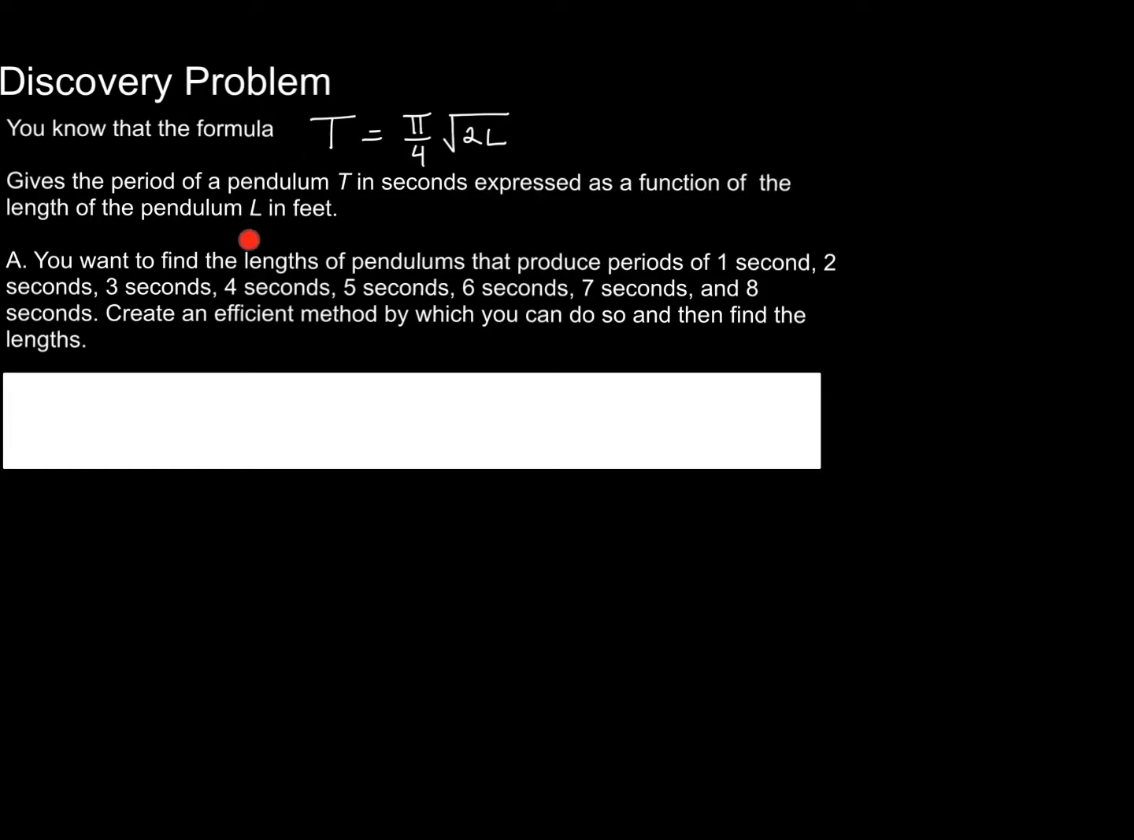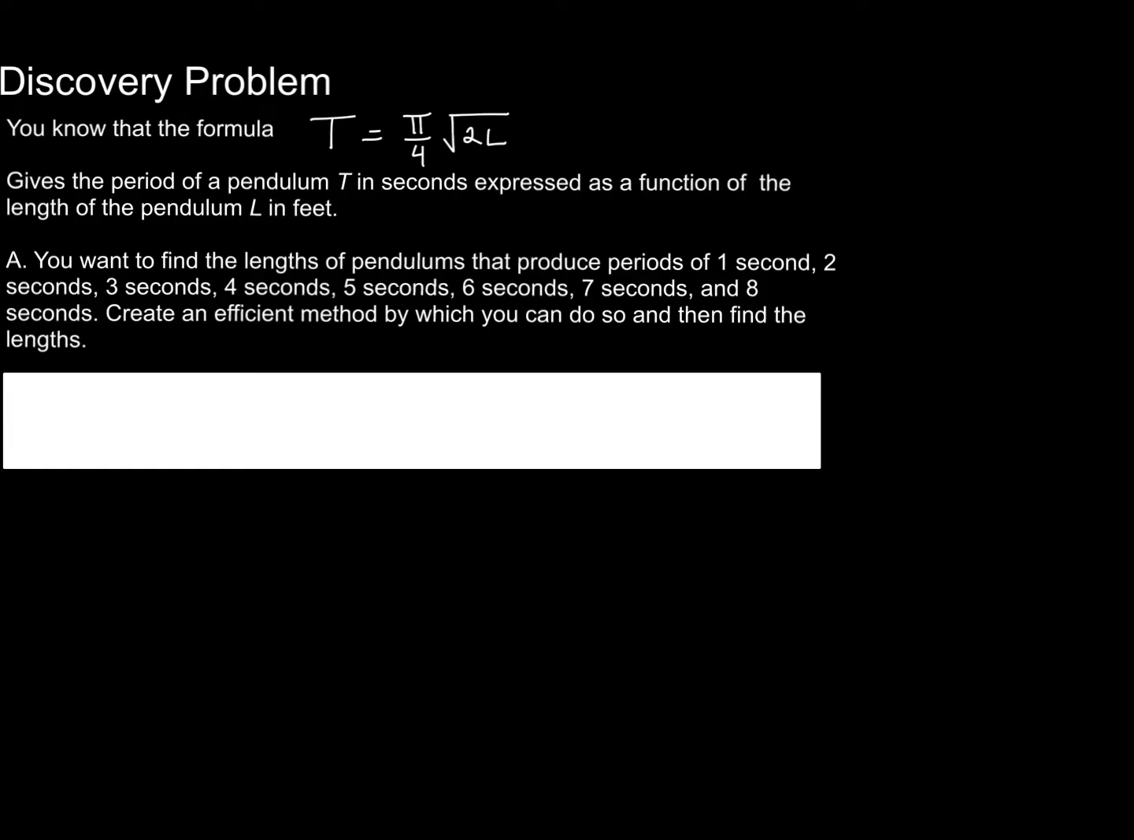So you don't need to copy down all of the words here, just the relevant information. You know the formula t equals pi over 4 times the square root of 2l gives the period of a pendulum, the time it takes for a pendulum to swing back and forth, t in seconds, expressed as a function of the length of the pendulum, l, in feet.